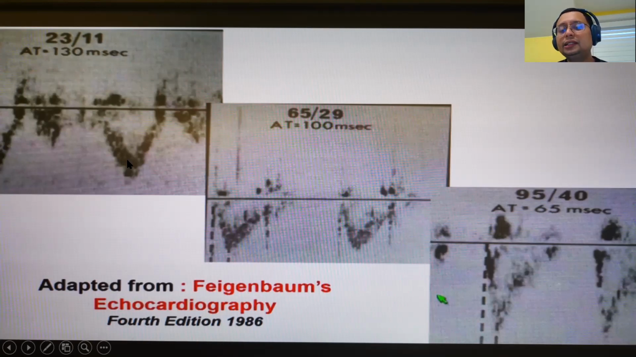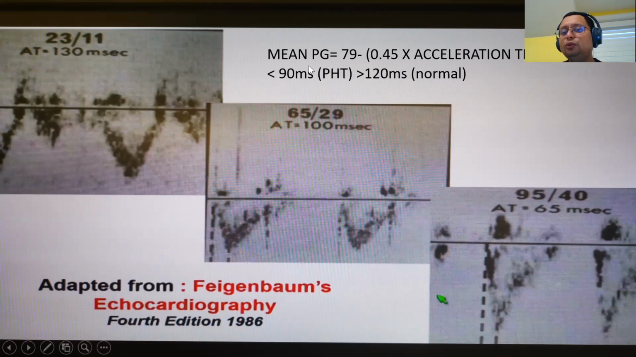The shorter the acceleration time, the more likely the patient has pulmonary hypertension. In fact, there is a formula to calculate this. If you don't have TR or PR, you can use this formula: mean gradient is equal to 79 minus (0.45 times acceleration time).